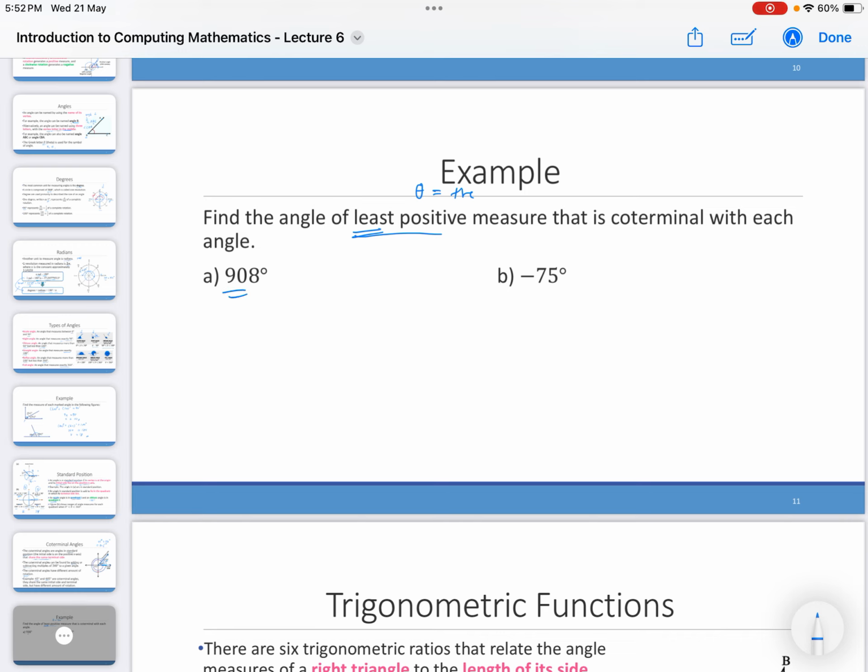So the first one, we have this one, 908 degree. So what we can do is we can just subtract 360 degrees. So we subtract one complete rotation. So this one will give 548 degree. And then we can subtract again the 360 degree. So this one will give 188 degree. And then we can try subtracting again. And then when we subtract, we get the negative angle.